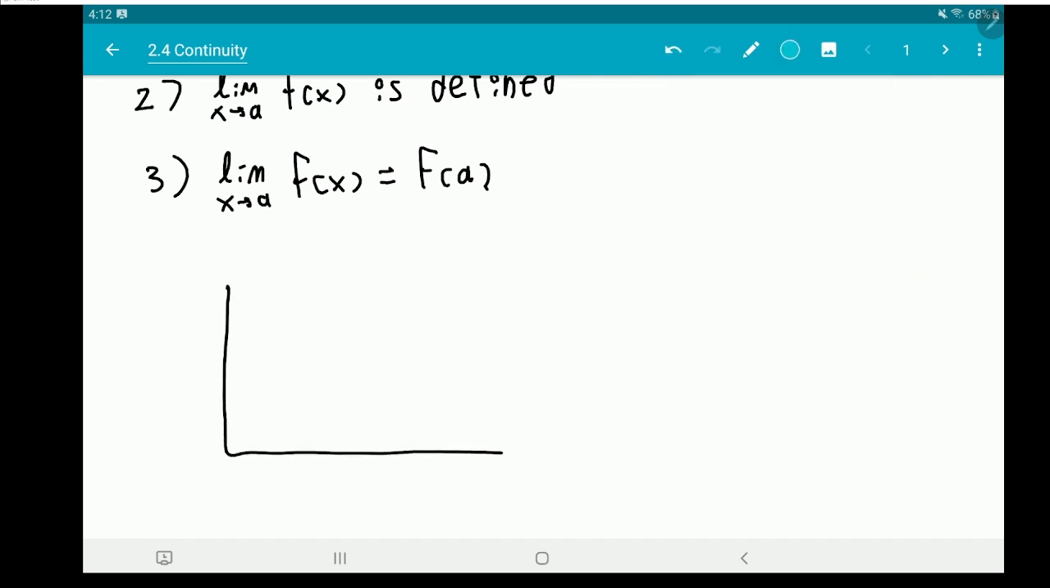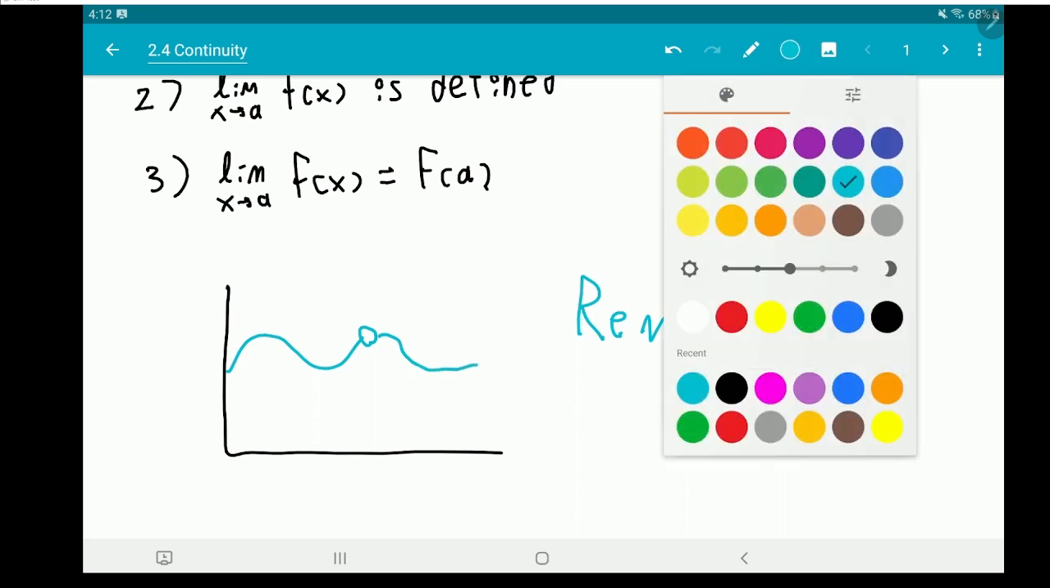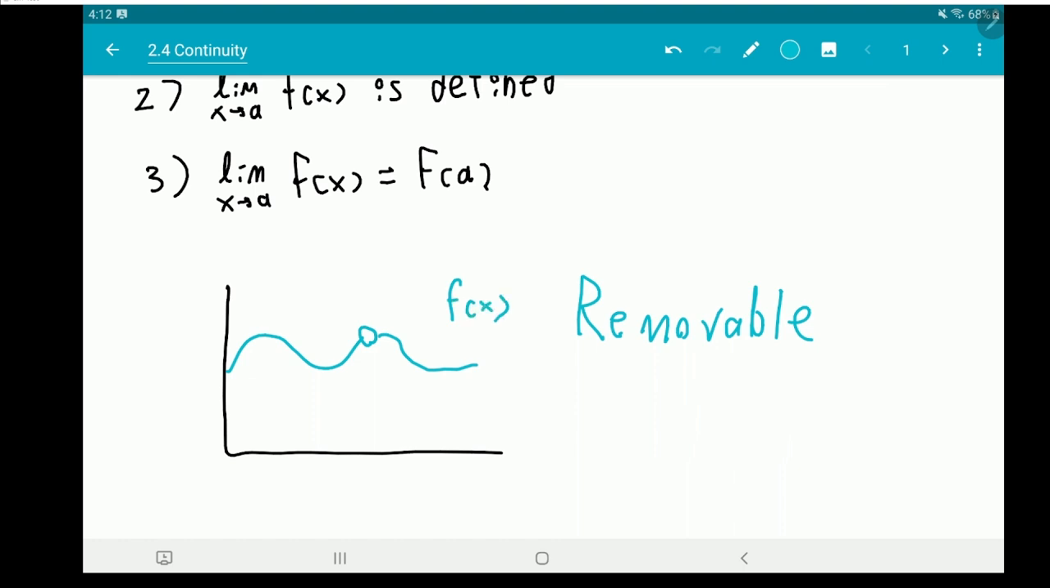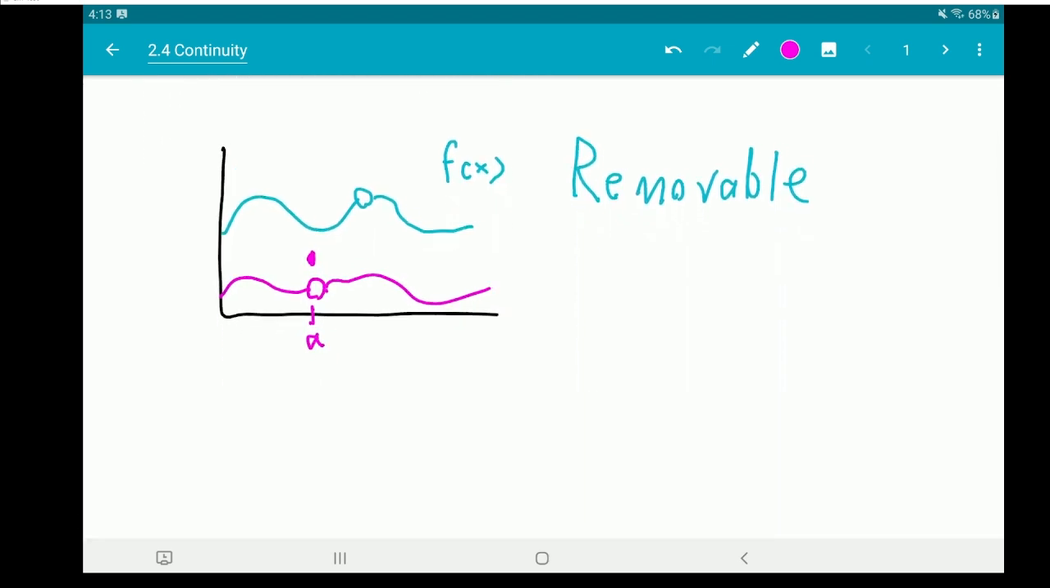And so one of those is the removable discontinuity. And that looks something like a function that does this, and then it just has a little hole in it, and then it just keeps going. Or possibly, so call this f of x. Or possibly we have a different function like g of x down here, where g of a certain point is defined. So here it's a, g of a is defined. The limit exists, but they're not the same. And so these are a removable discontinuity.